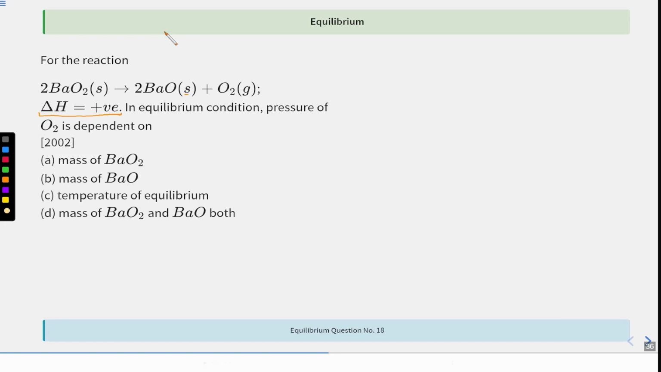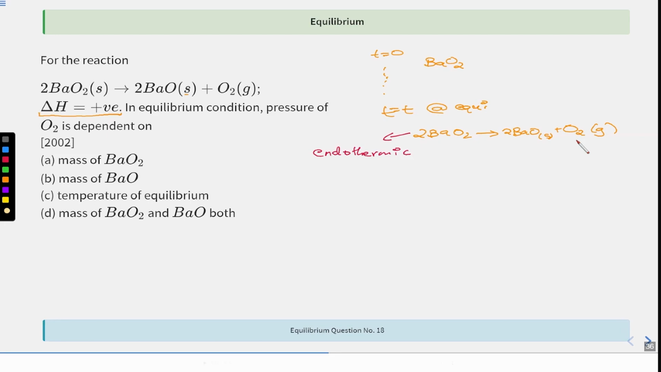So basically initially, let's say at T equal to 0, we will just have BaO2. Eventually we reach equilibrium. So at equilibrium, we have the reaction 2BaO2 gives rise to 2BaO, that is solid, plus O2 gas. And delta H of this reaction is positive. This basically means that this reaction is an endothermic reaction.